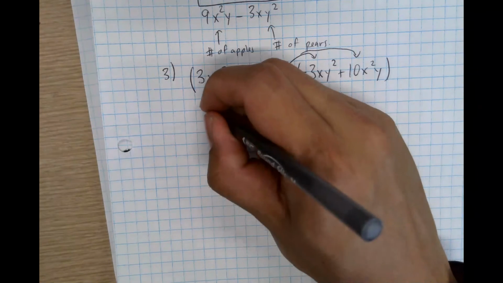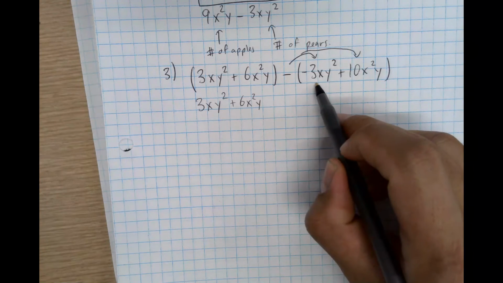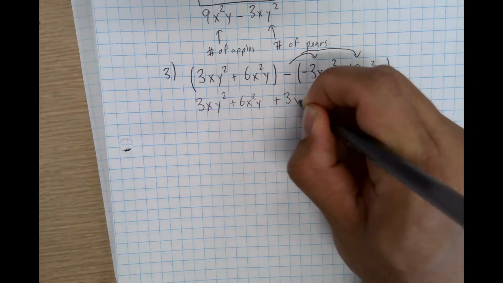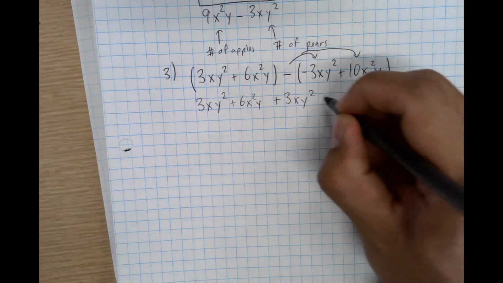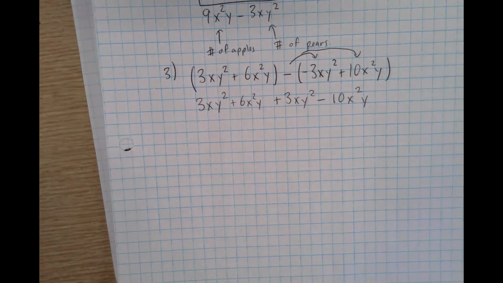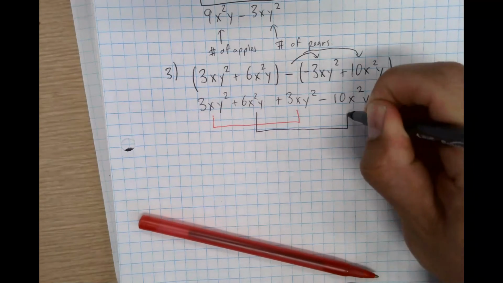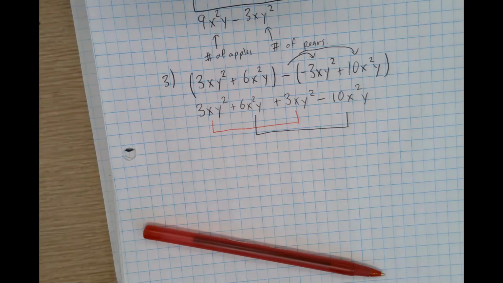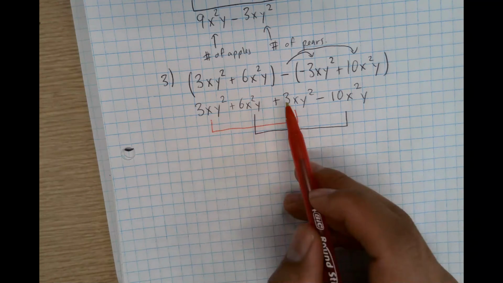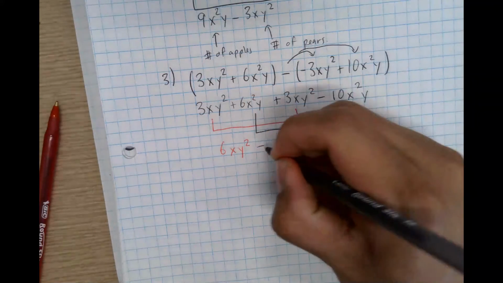So in this case, I'm going to rewrite this as 3xy squared plus 6x squared y. And this is a negative 3xy squared, so this changes to a plus 3xy squared. And this was a plus, and this will now change to a minus 10x squared y. You can see here that the like terms are this one and this one right here, and the other like terms are this 6x squared y and negative 10x squared y. All I'm doing is combining like terms because they're exactly the same. The variables are all the same, and the exponents match up exactly. So all I'm doing is 3 plus 3, which is 6xy squared. And this one is 6 minus 10, which would be minus 4x squared y.